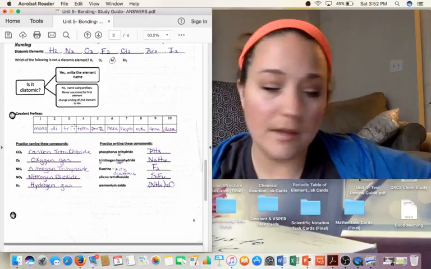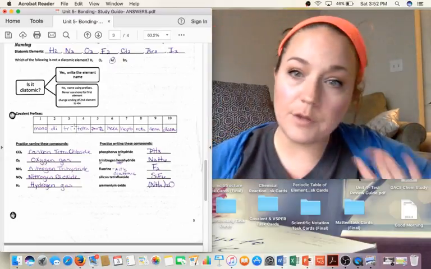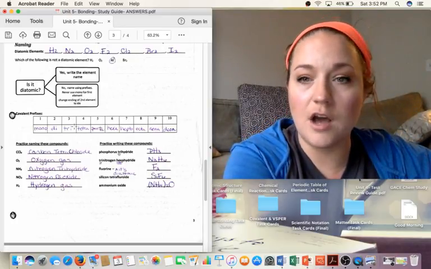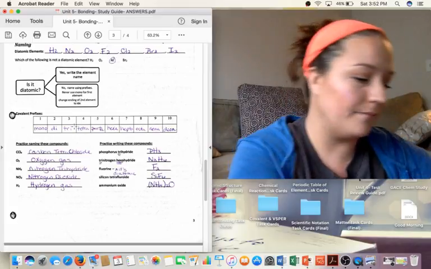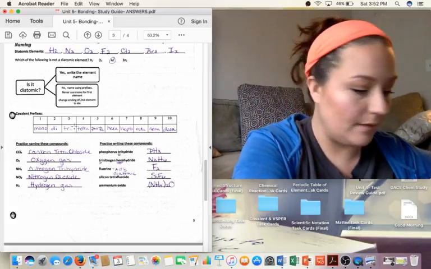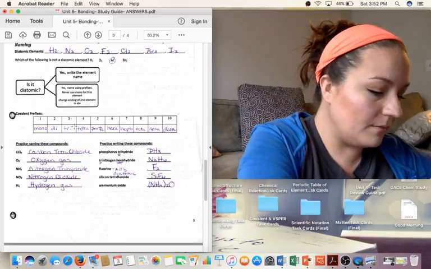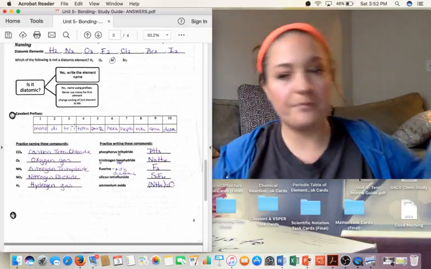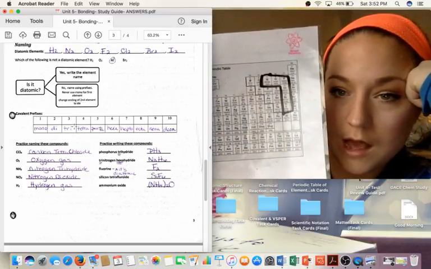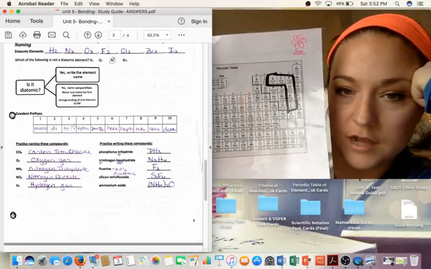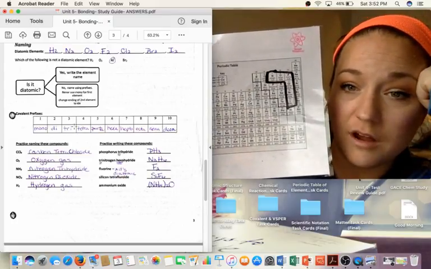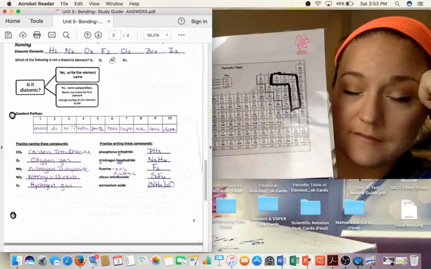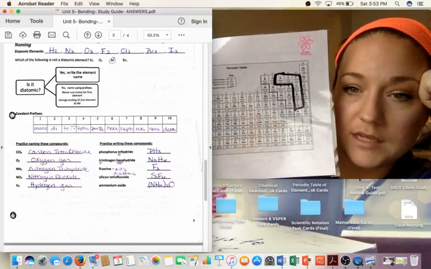So diatomics. Here's a really cute way to help you remember diatomics. Diatomics are going to be hydrogen, nitrogen, oxygen, fluorine, chlorine, bromine, and iodine. So look at your periodic table. Element 7 is nitrogen. Element 7 starts your diatomics. Make a 7 on the periodic table: nitrogen, oxygen, fluorine, chlorine, bromine, iodine.